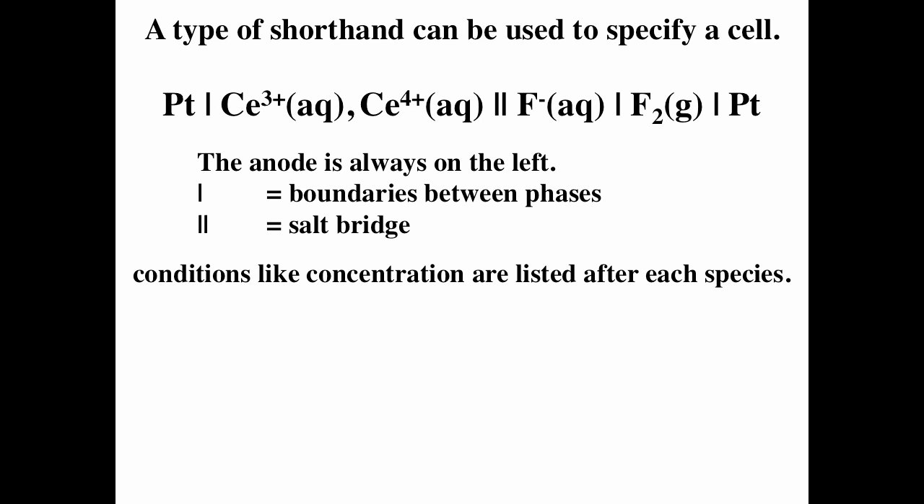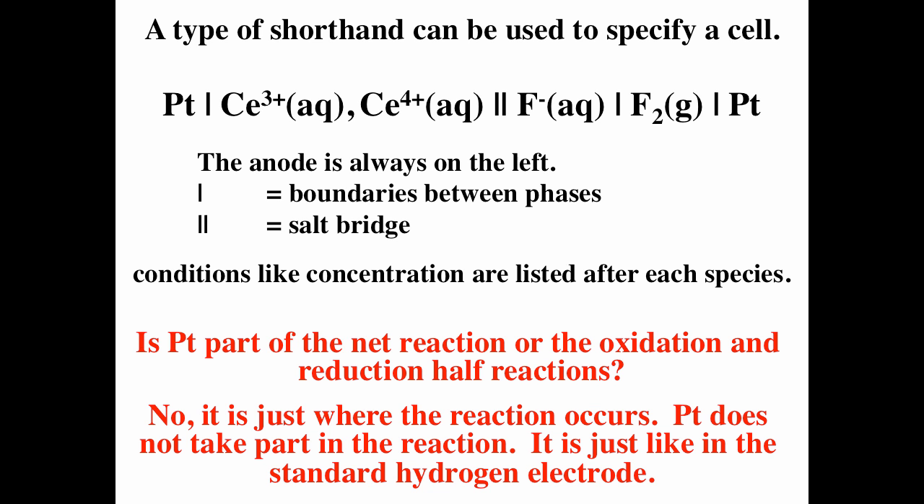Now this is a slightly different cell. One question would be, is platinum part of the net reaction or part of either the oxidation or reduction half reactions? And the answer would be no. Platinum is just the electrode where the reaction is going to occur. Remember, platinum is often used as an electrode, and sometimes it is not involved in the reaction. It's fairly unreactive. Here, the oxidation is always on the left in terms of cell notation, so the oxidation is going between cerium 3+ and cerium 4+. The platinum is just the electrode. It is not part of the reaction.